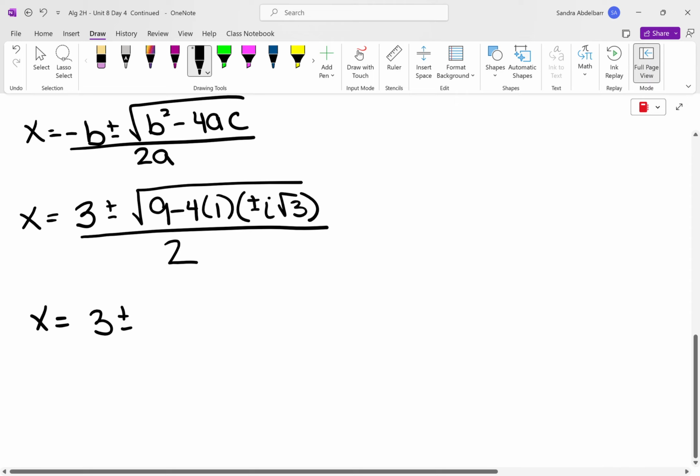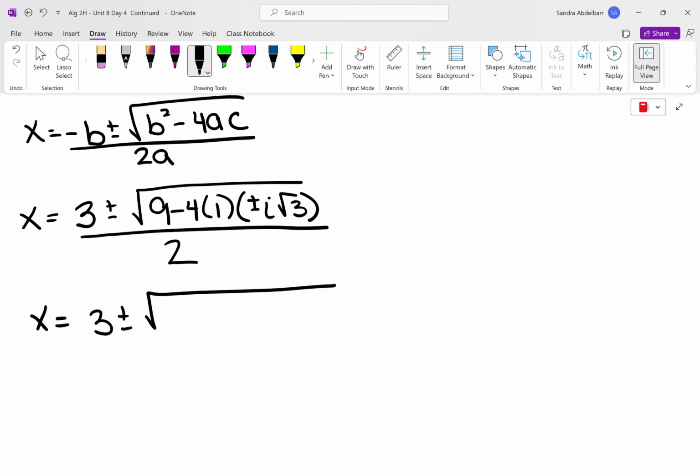x will equal 3 plus or minus the square root of 9. Obviously, this one makes no difference. So I have negative 4 times plus or minus i root 3. Well, if I do negative 4 times positive i root 3, then it's a negative 4i root 3, right? But if I do negative 4 times a negative i root 3, isn't it a positive 4i root 3? So what I'm going to do is I'm going to do 9 plus or minus 4i root 3.